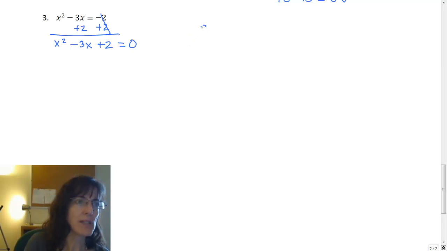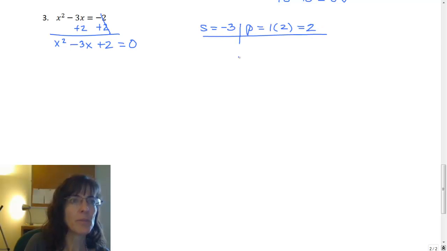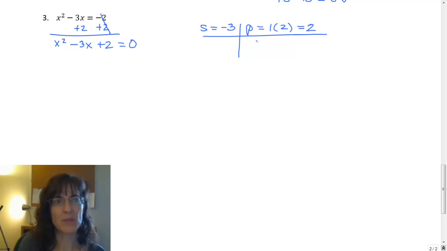So let's look at the sum should be -3. The product should be a 1 times a 2 or a +2. And then for a product of 2, there's only a couple ways to get that. I could have 2 times 1, or I could have -2 times -1. So if I have 2 times 1, that'll give me 2. When I add it, it gives me a +3. If I have -2 times -1, negative times negative will give me a positive. And then when I add them, I do get a -3. So this is the pair that I need to use.